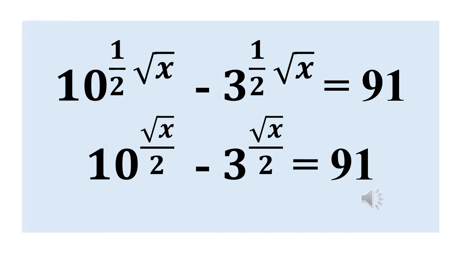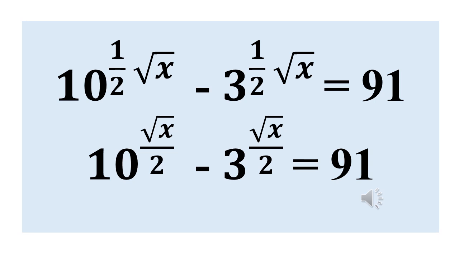The first thing we are going to do here is to change that square root of 10. Square root of 10 is the same thing as 10 raised to power half, or 10 raised to power 1 over 2. So we have 10 raised to power 1 over 2 multiplied by square root of x, minus 3 raised to power 1 over 2 multiplied by square root of x, equals 91.